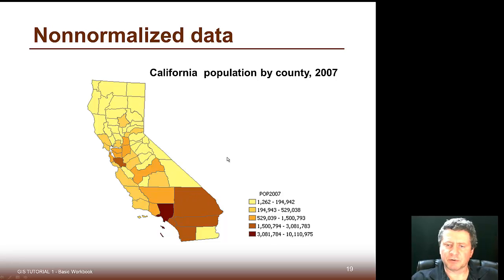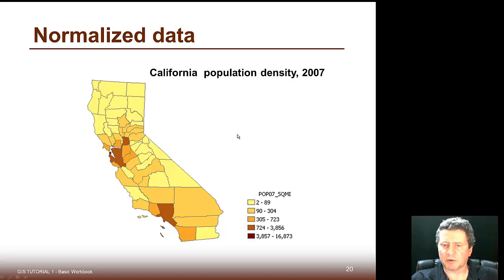When we normalize this data, you can see that the population density is kind of what we would expect around San Francisco and Silicon Valley and so on. Population density is very high. San Diego is very high, but as you head up into the mountains and so on, the population density is quite low.